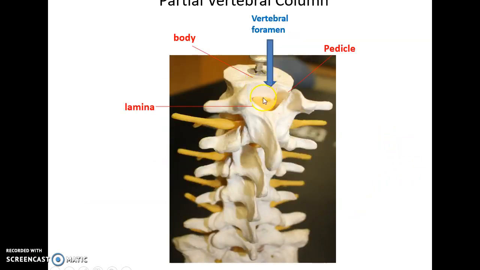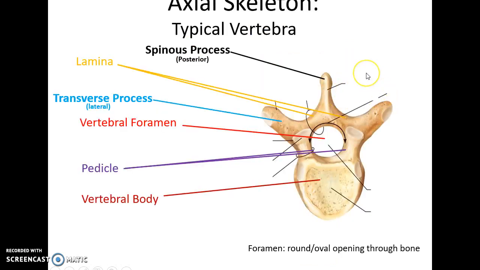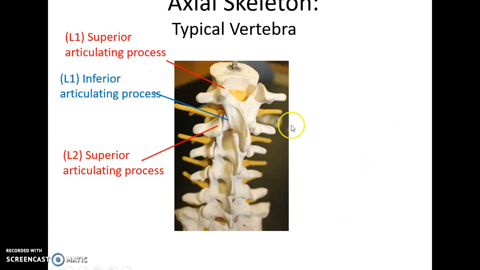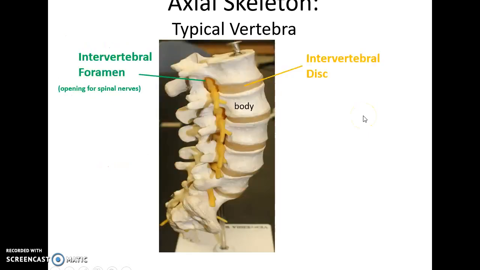Here's another view of the vertebral foramen with the pedicle, the lamina, pedicle, and the body. Structures that come off of the pedicle and lamina include the transverse processes. They stick out laterally, and the spinous process, which sticks out posteriorly, and these are attachments for muscles. Here they are. You also have the superior articulating process and the inferior articulating process. These processes then help to form joints with the vertebra above and below it.